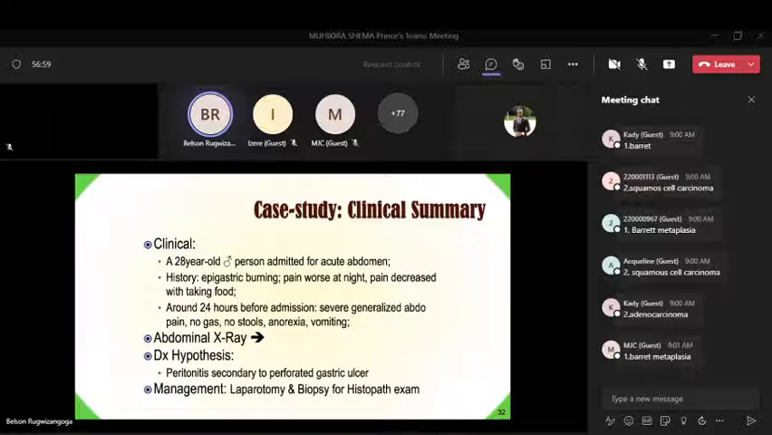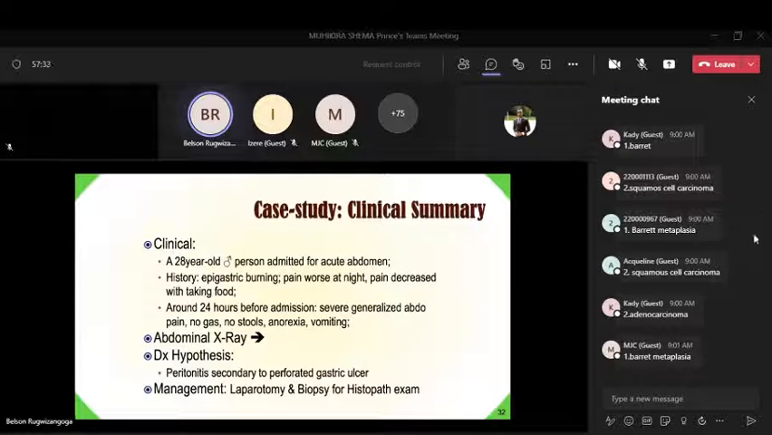He could not pass gas or stools, and this is what you call acute abdomen. When someone has severe abdominal pain and he cannot pass gas or stools, it means it is acute abdomen. There is an obstruction somewhere. He had also vomiting and anorexia. Usually this happens when someone has an acute abdomen and they also have vomiting.